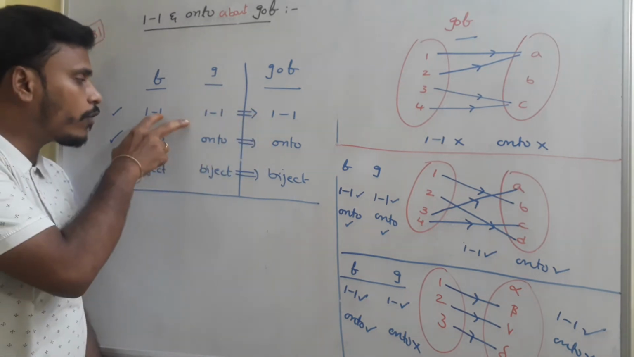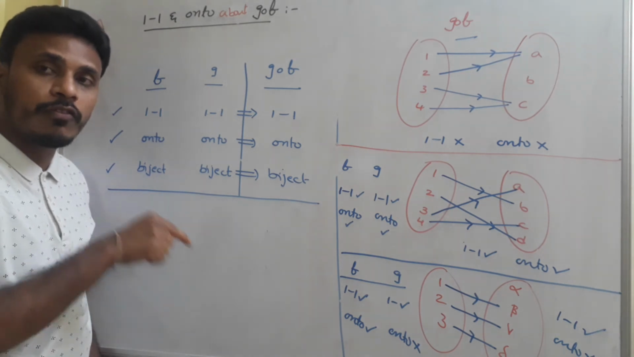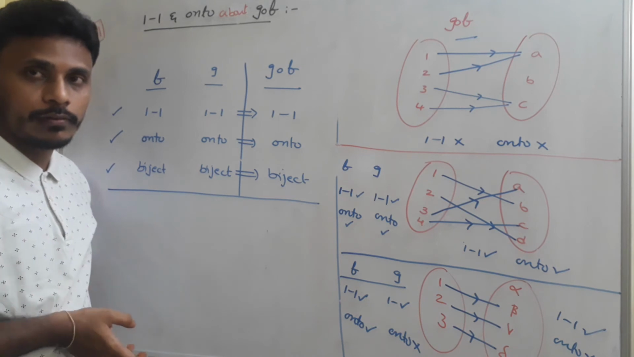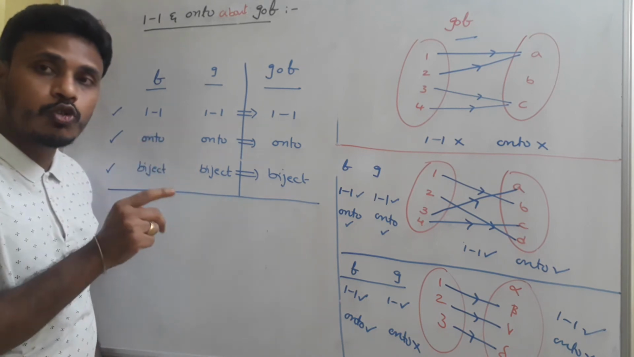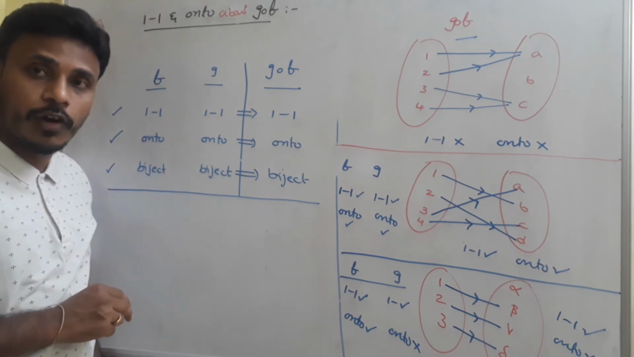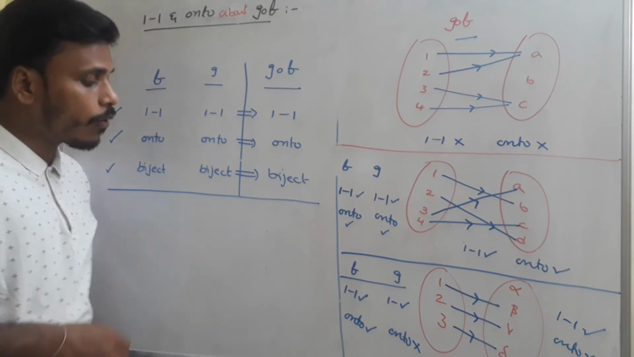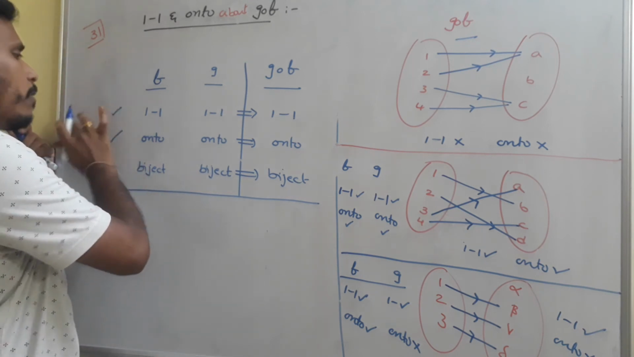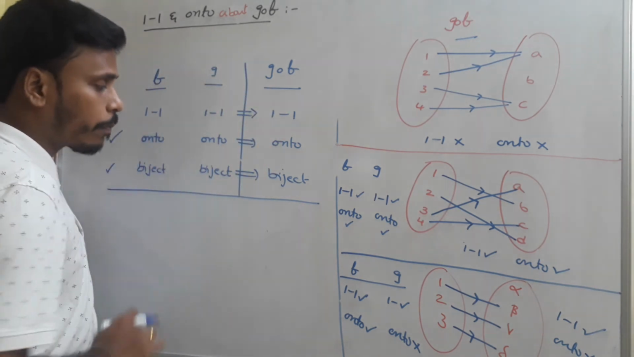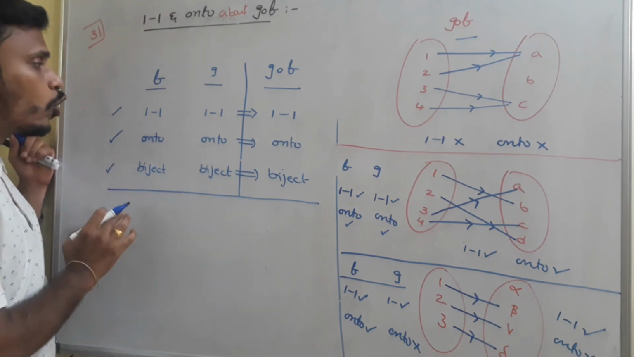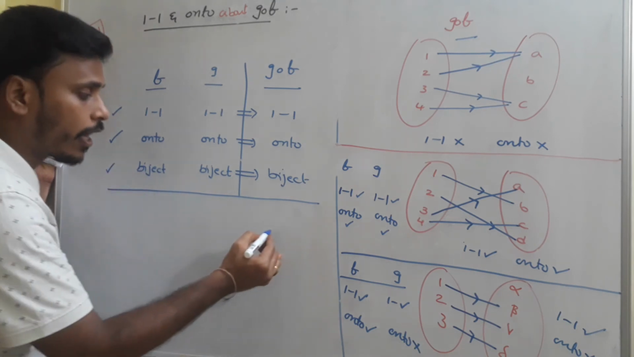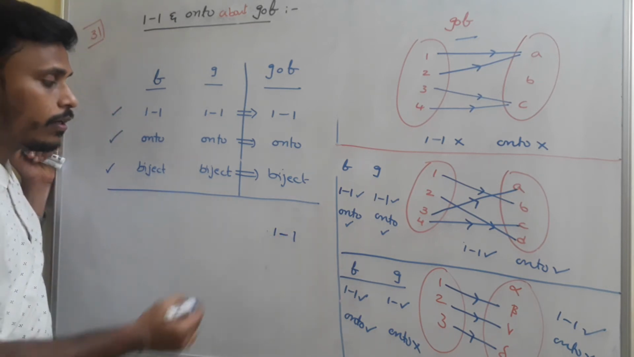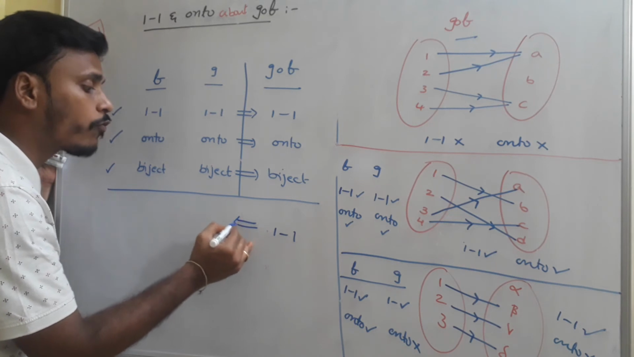If any one of these two, F and G, fails to be 1-1, then automatically G circle F also fails to be 1-1. If any one of these two fails to be onto, then for sure G circle F also fails to be onto. And I have another discussion. This is one part of the analysis. In another part, I don't know about F and G, but I know that G circle F is 1-1.